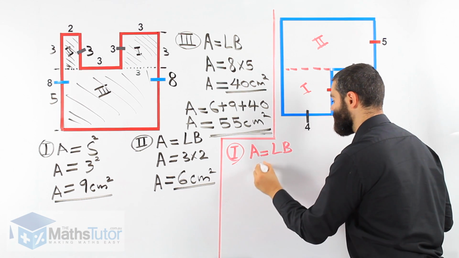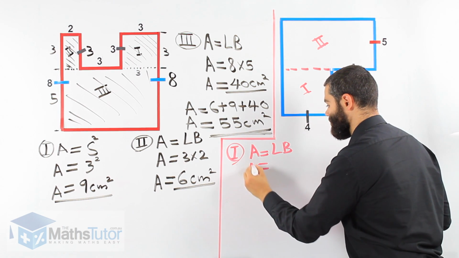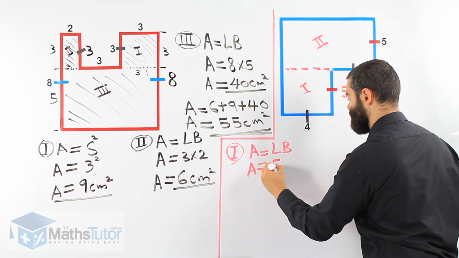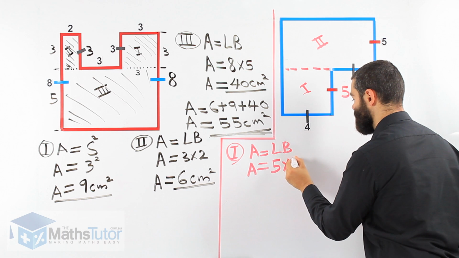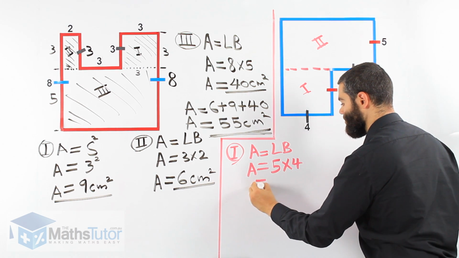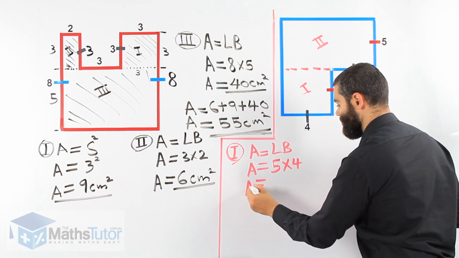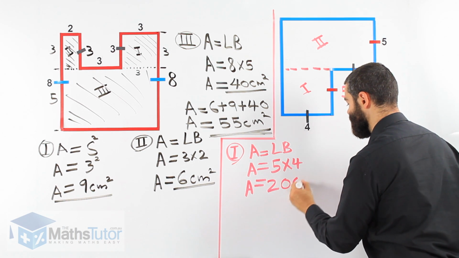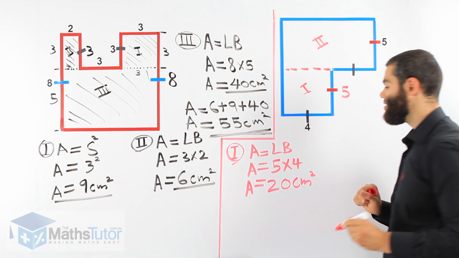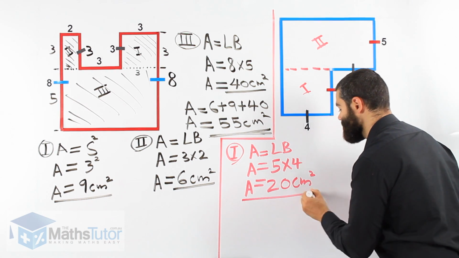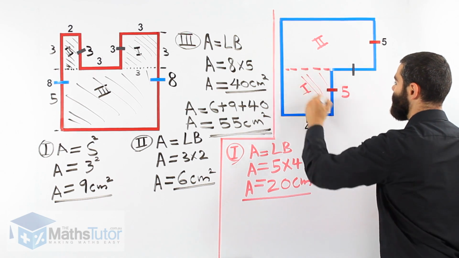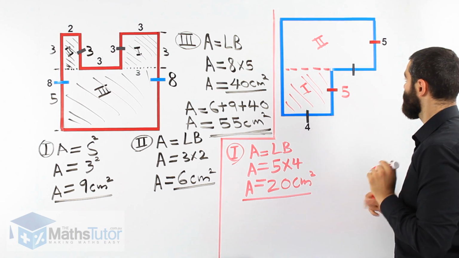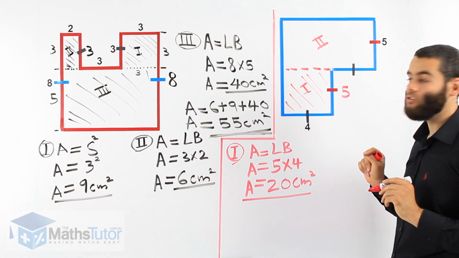Let's work out area 1. Length times breadth. We know the length is 5 times the breadth is 4. 5 times 4 is 20 square centimeters. That's the area for area 1. That's finished. Next, we want to work out the area of area 2.